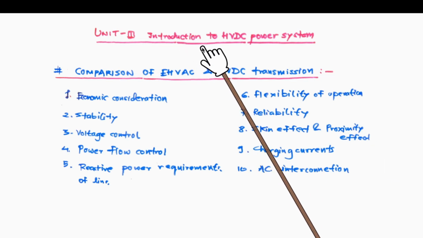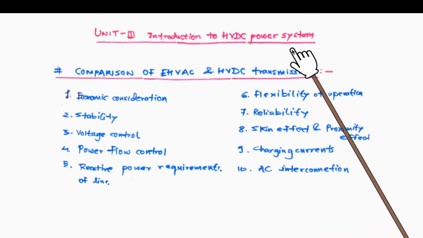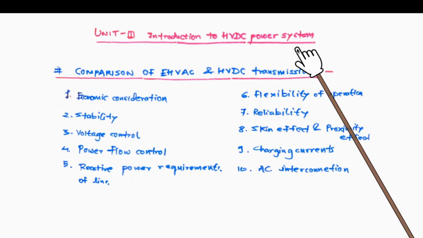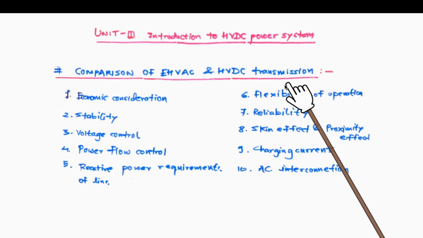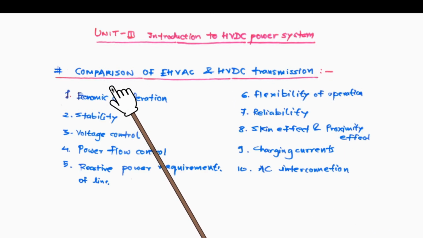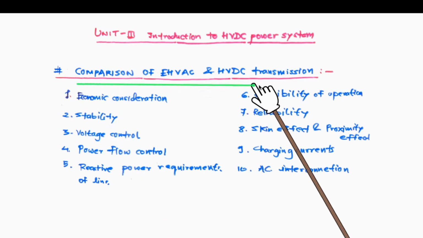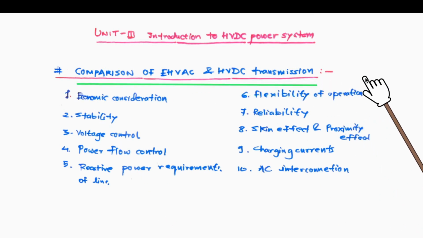So unit 3 is mainly introduction to the HVDC power system. Okay, this is an introduction to the HVDC power system. And in this chapter, mainly we are going to focus upon two major sections. First section is the comparison of EHVAC and HVDC transmission.